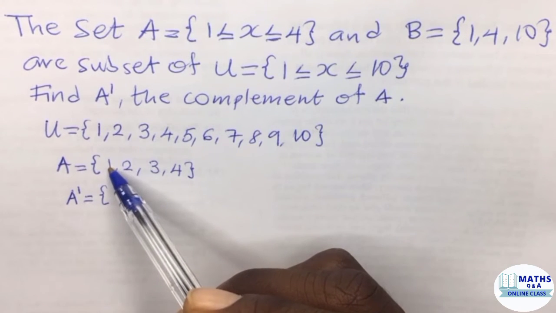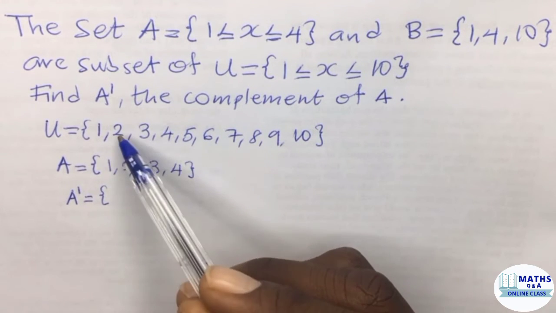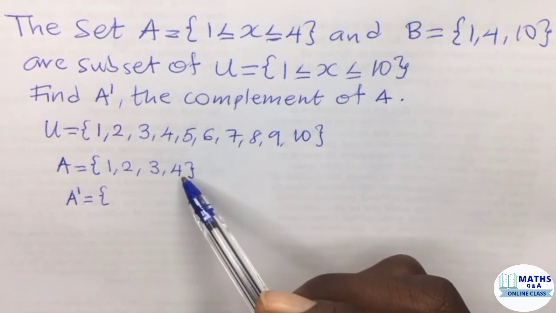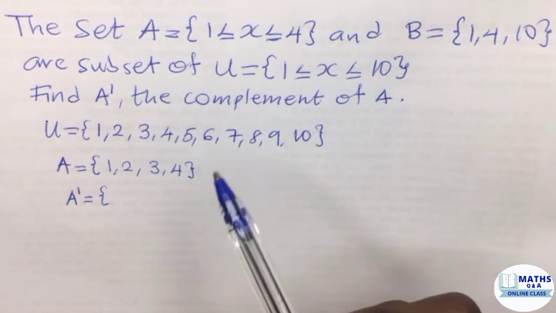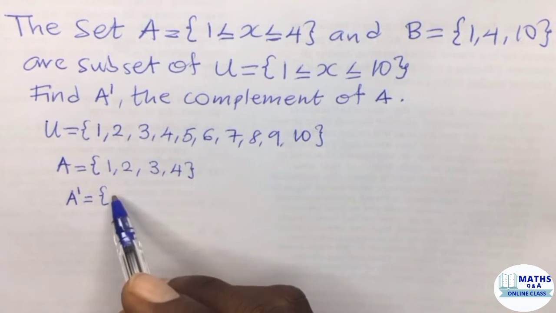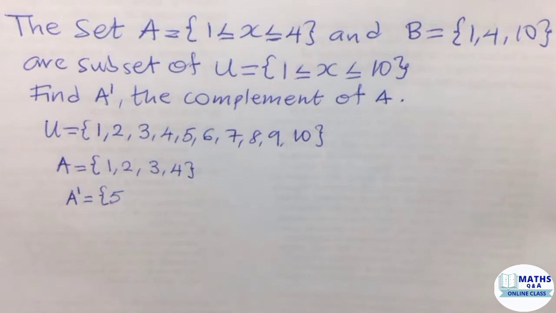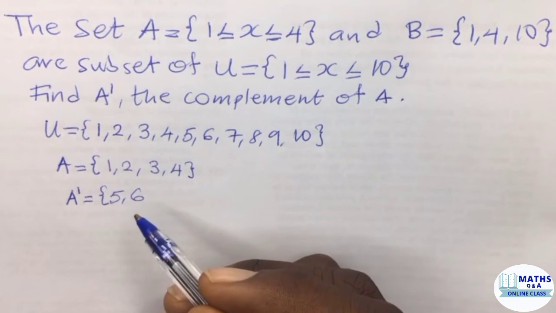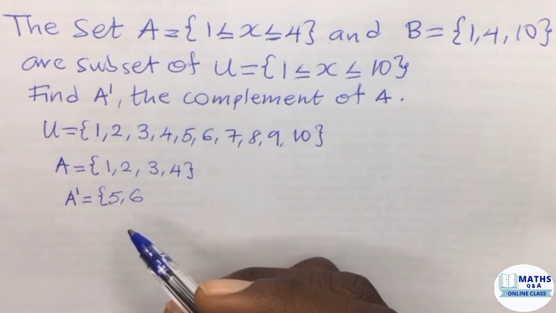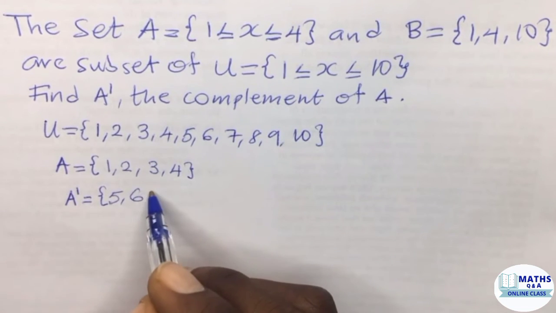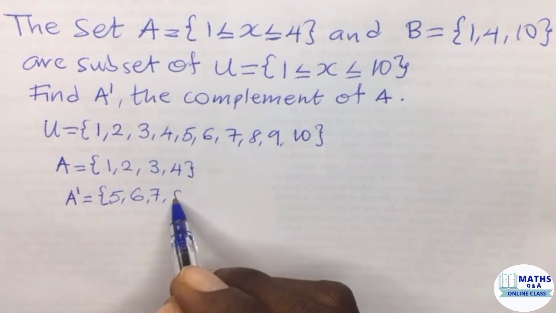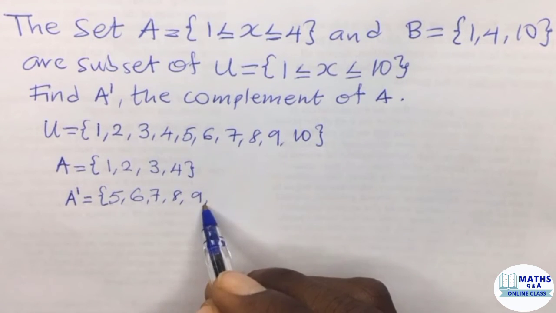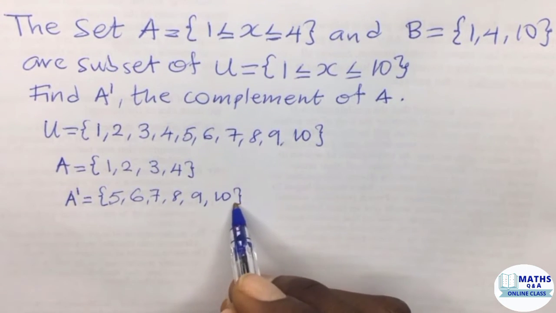We have 1 in the set A, 2 also in the universal set, 3 in the set A and the universal set, 4 is also there. But we can see that 5 is not in the set A, but it can be found in the universal set. The next element is 6. Let's move on. We have 7, 8 is also in the universal set but cannot be found in the set A. We have 9, and the last element in there is 10.